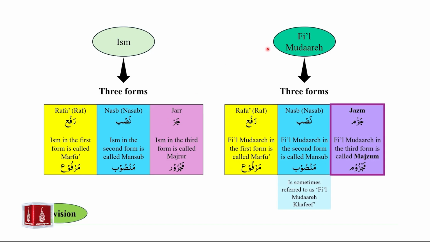When we come to fi'il mudare, we also studied that fi'il mudare will be in three forms, similar to how ism is in three forms. And these three forms of fi'il mudare are rafa, nasab, and jazm. In the case of ism, we had jar. In the case of fi'il mudare, we have jazm. Fi'il mudare in the first form is called marfu. Fi'il mudare in the second form is called mansub. And fi'il mudare in the third form is called majzoom. In this lecture, we will study this third form of fi'il mudare.